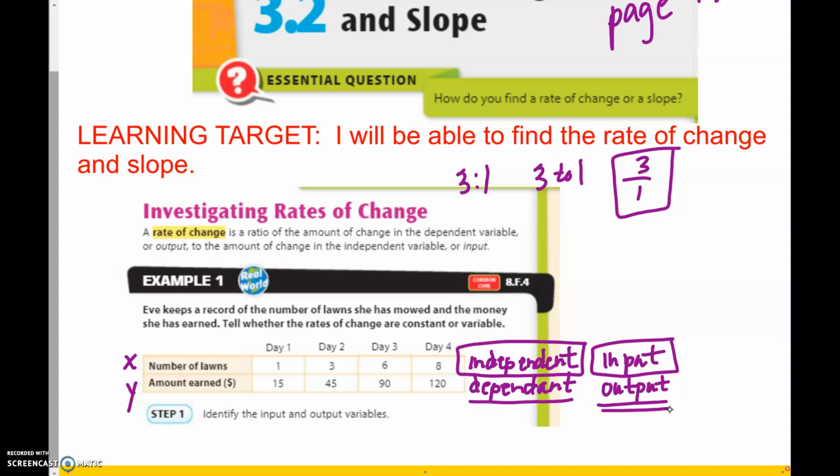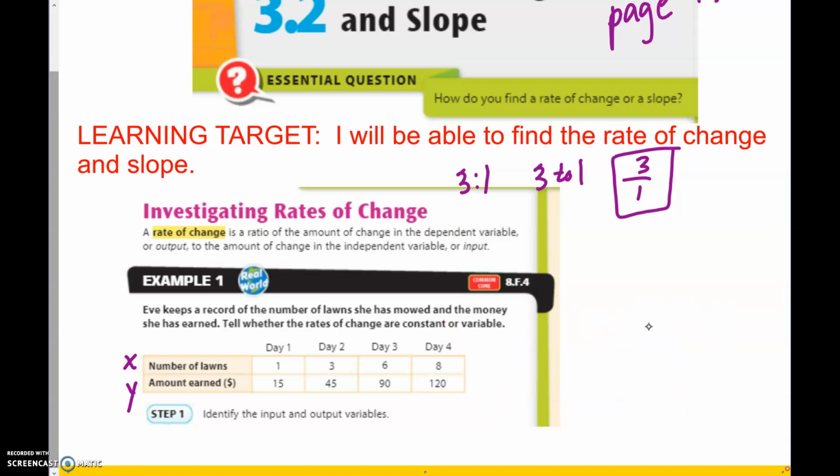So if you need to, stop the video and get those written down in your notes so that you have a reference to go back to when you need that. All right, what they want to know here is if the rate of change is constant or variable. Constant, is it the same? Or is it variable, which means that it changes or it is different? So what we're going to do here to find change typically means that we are going to be subtracting. So when we want to find the change in something, we are typically going to be subtracting.